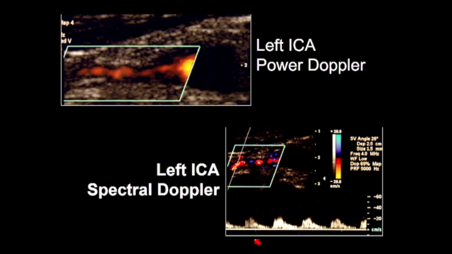This is the case of the slow sonographer. No, I'm sorry. Did I say that out loud? I apologize. You did. The slow carotid. Okay, so there's a power Doppler image, and there's a spectral Doppler image with a velocity, and the velocity here is about 20 centimeters per second. That's what makes it a slow sonographer.